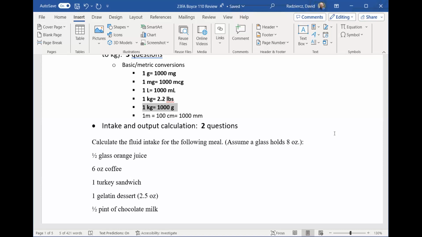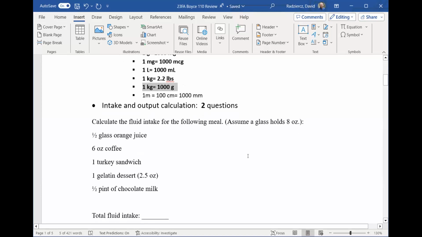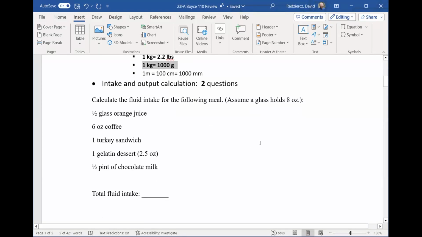So we don't deal too much with that. All right. So now I wanted to get into the new stuff here, and I added some additional questions for these things. So one of the things you'll see is, as far as an intake output calculation, the question you'll typically see is they're going to give you a menu of foods that the patient consumed in a hospital setting, and then you're going to calculate how much volume they consumed.